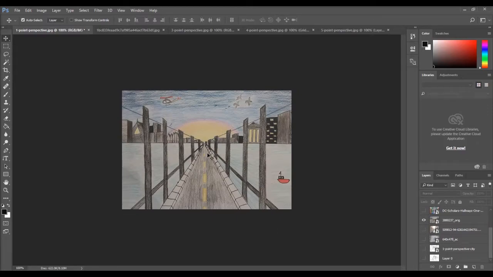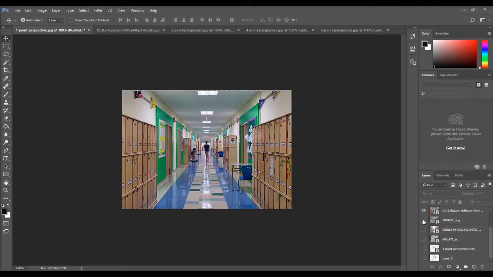Here also you can see that all the lines meet at 1 point. This road goes to here, this facade goes to meet at only this point. In this example also the same.